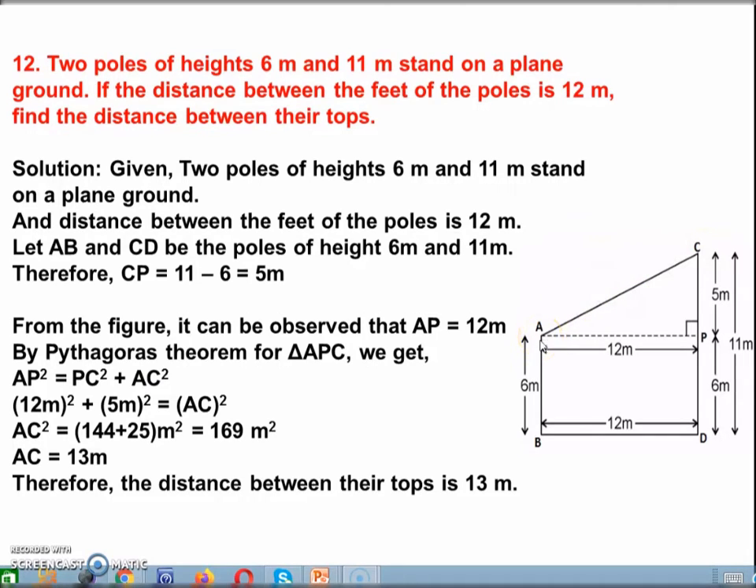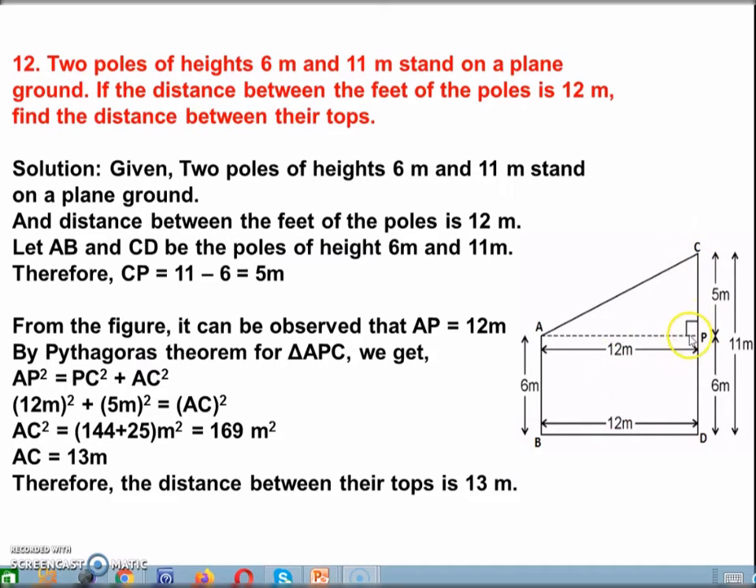Now since they are vertically standing, this angle will be 90 degree each, which they make with the ground. This is 12. Now you will construct an imaginary line over here, AP. This AP will also be 12 meter, same as this.